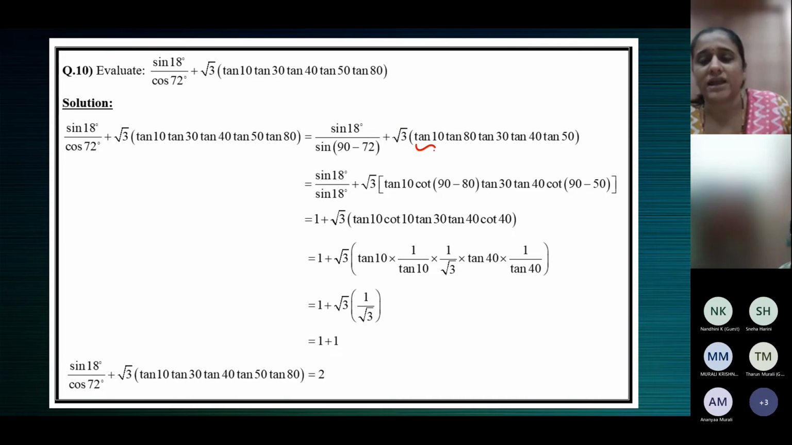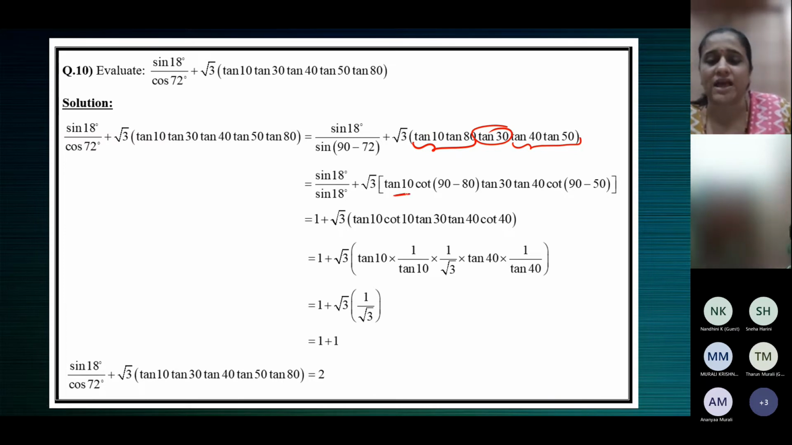This is the pair, tan 10 and tan 80. Why? Because 10 plus 80 is 90. You must pair in such a way that the angles are complementary. So we pair tan 10 and tan 80, then 40 and 50. 30 stands alone because it's a standard angle. Tan 30 stands alone. We can get the value from the table. And in the pair, change any one. Don't change both. You can choose to change anything.